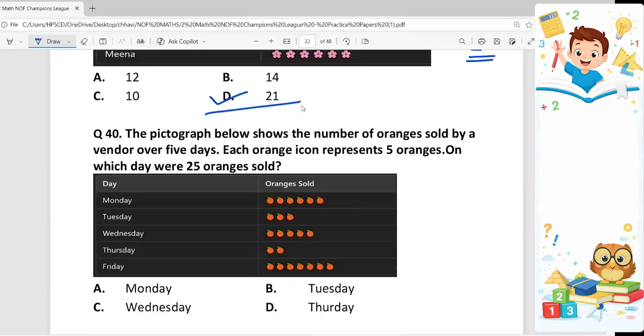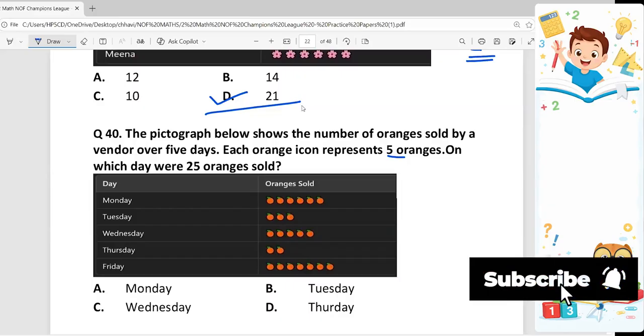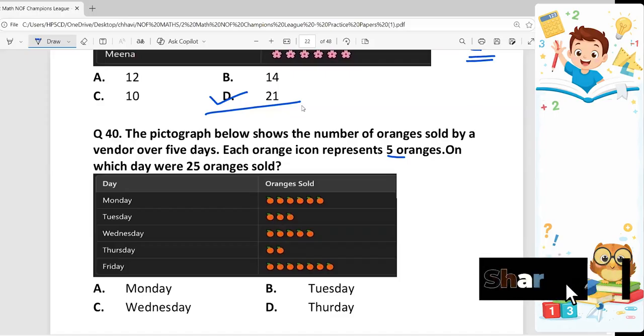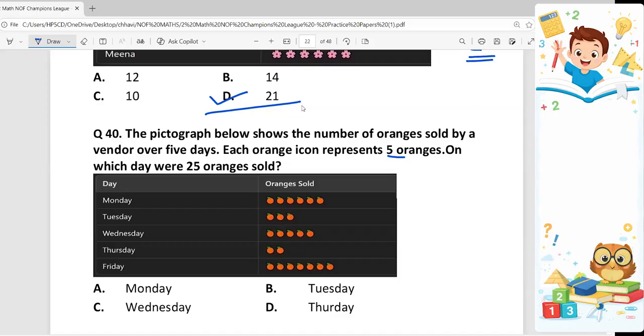40th. The pictograph below shows the number of oranges sold by a vendor over 5 days. Each orange icon represents 5 oranges. On which day were 25 oranges sold? Now we have to see 25 oranges sold on which day. So let's first count how many of them. 1, 2, 3, 4, 5 and 6. 6 oranges. Okay. It is 1, 2 and 3. 1, 2, 3, 4 and 5 oranges. 1 and 2. And 1, 2, 3, 4, 5, 6, 7.